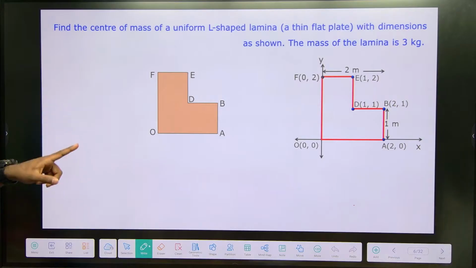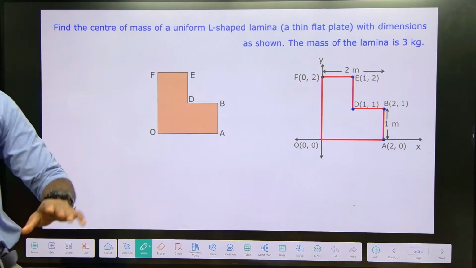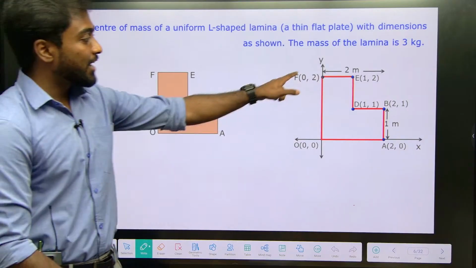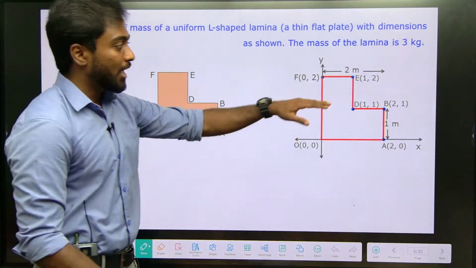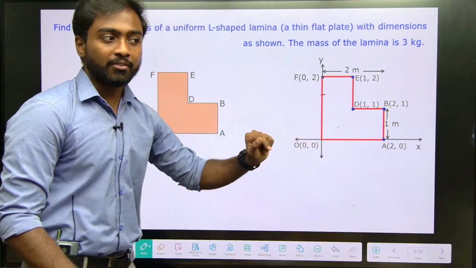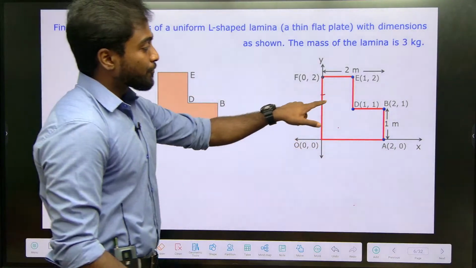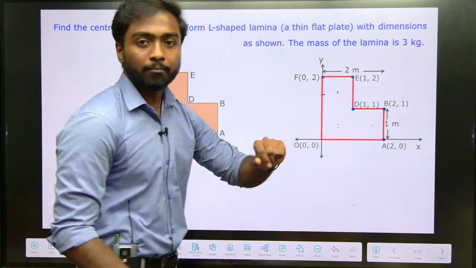The mass of the lamina is 3 kg. A lamina is nothing but it is equally divided. This is the L shape. Can I divide this L shape into 3 pieces? Can I say the upper part is 1 kg, this part 1 kg and this part 1 kg? Yes. And I can find the exact center point for the first one, second one and third one.